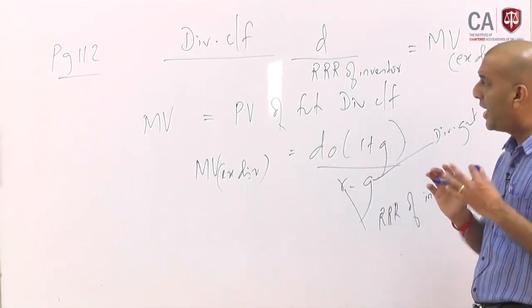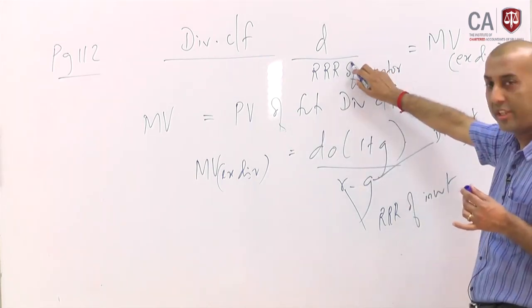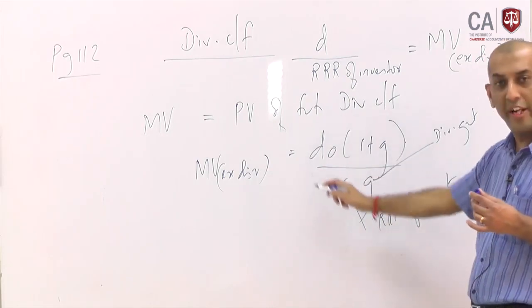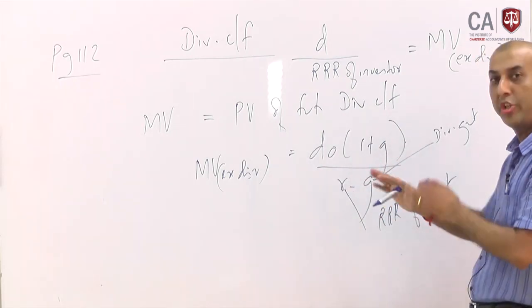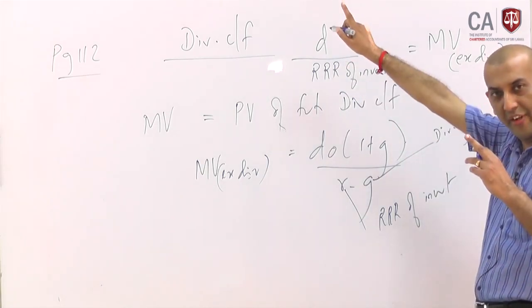So the first one we looked at was the dividend valuation model. What we are looking at now is a dividend growth model. Why? There is constant dividend growth. Here there is no dividend growth, it's a constant dividend for an infinite period.